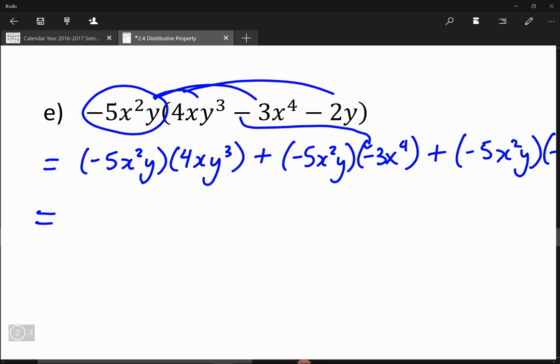So negative 5x squared y times 4xy cubed. Multiply the coefficients, negative 20. X squared times x is x cubed. Y times y cubed is y to the exponent 4. Don't forget that invisible 1.